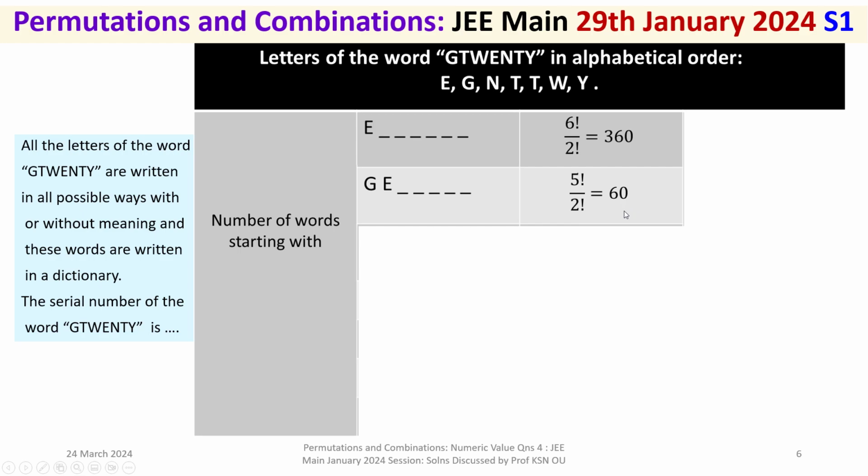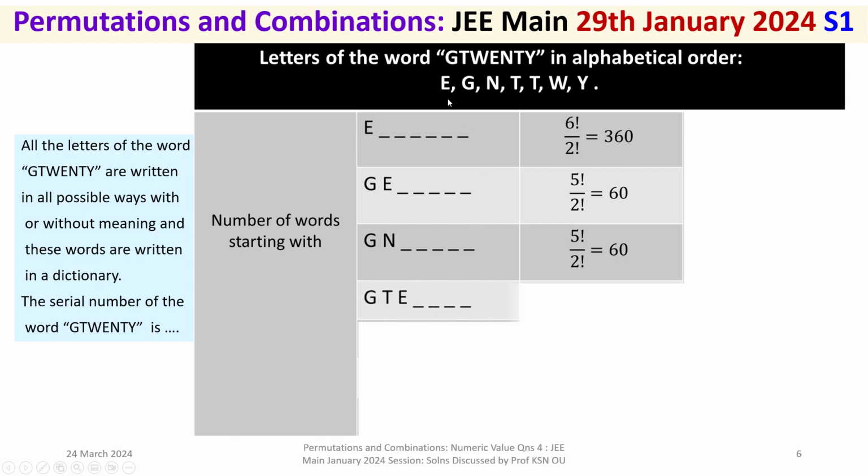Then after GE, after G, it will be N. GN is again 5 spaces, and T is occurring twice. Therefore, the number of ways is 5 factorial by 2 factorial, that is equal to 60. After GN, it will be GT. So in G20, up to GT we have come.